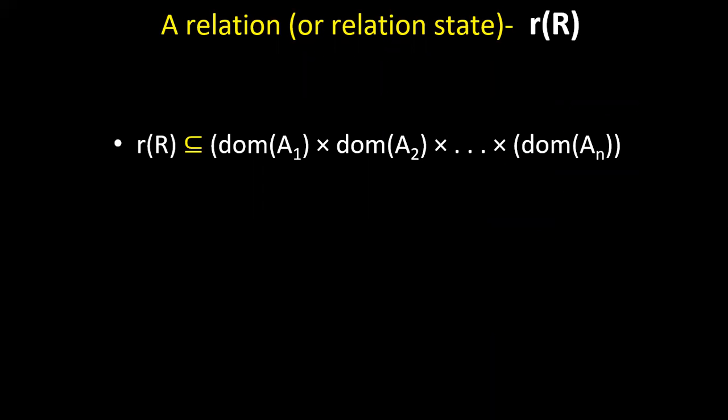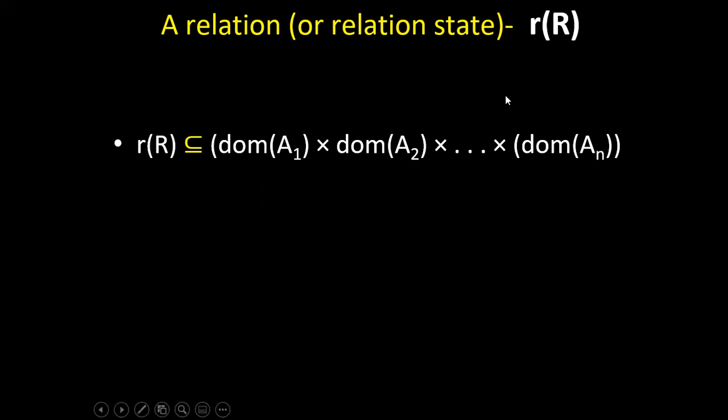Then next, relation state. After entering the values or domain values for a relation, at a particular amount of time, we can find the state of that particular relation. How to find the state of a relation? State of a relation is defined as a subset of the Cartesian product of all the domains. For example, if I have n attributes A1, A2, A3 up to An, then the relation state r of R is a subset of the Cartesian product of domain of A1 with domain of A2. Then again apply Cartesian product with domain of A3. Like this we need to continue finding the Cartesian product for all the attributes.